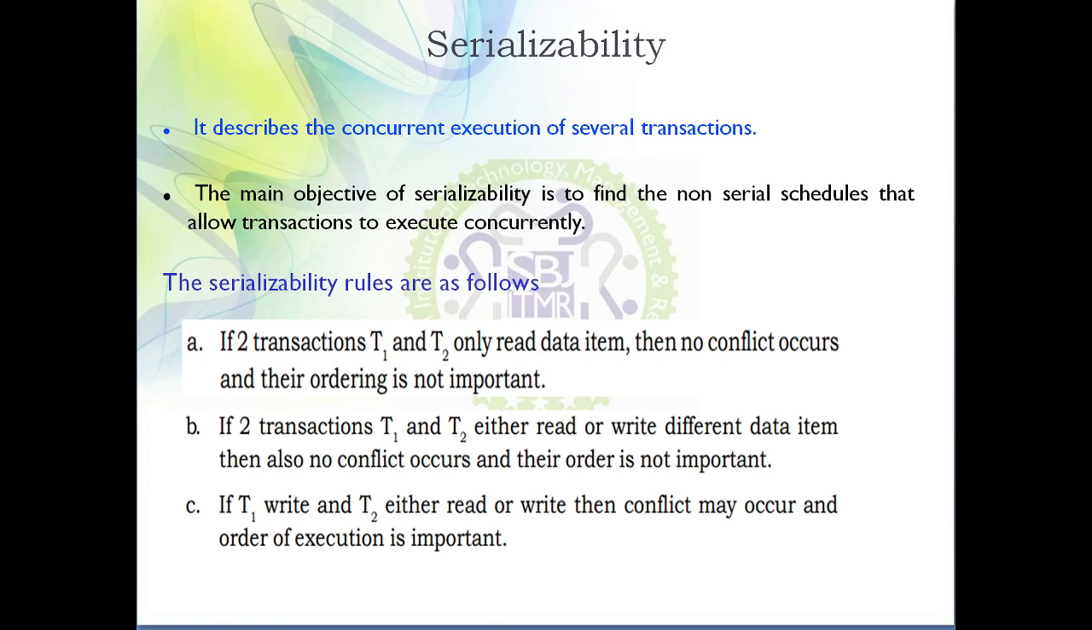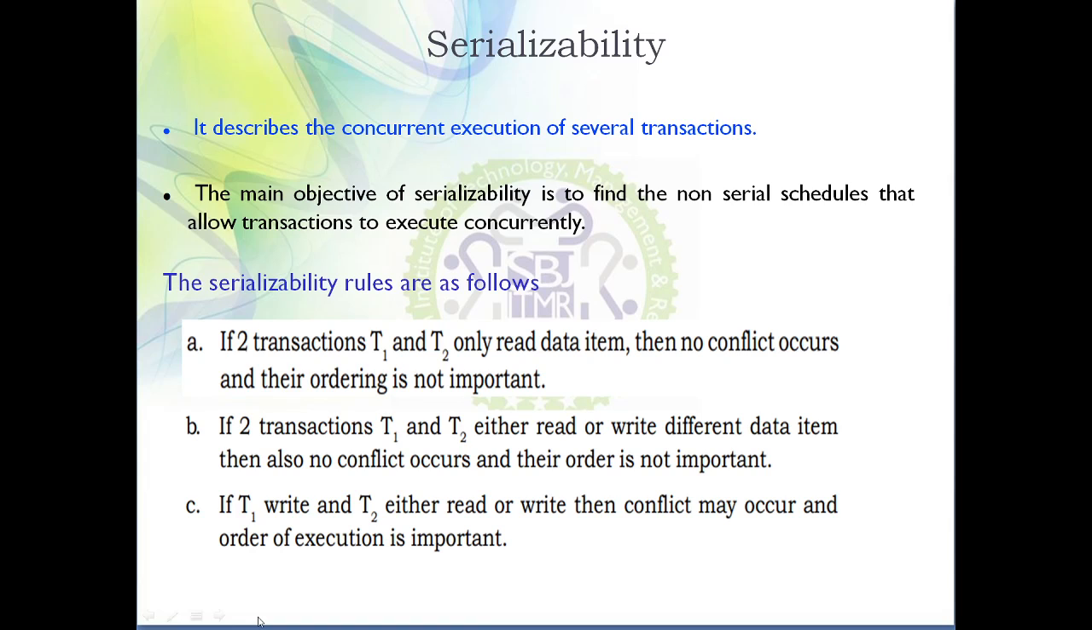To support this concept, we require the concept of serializability. In order to find a serial schedule for a given schedule, we make use of the concept of serializability. In serializability we can find conflict serializable schedules and view equivalent schedules. These two concepts are what we are going to learn. In serializability you need to follow the following rules.